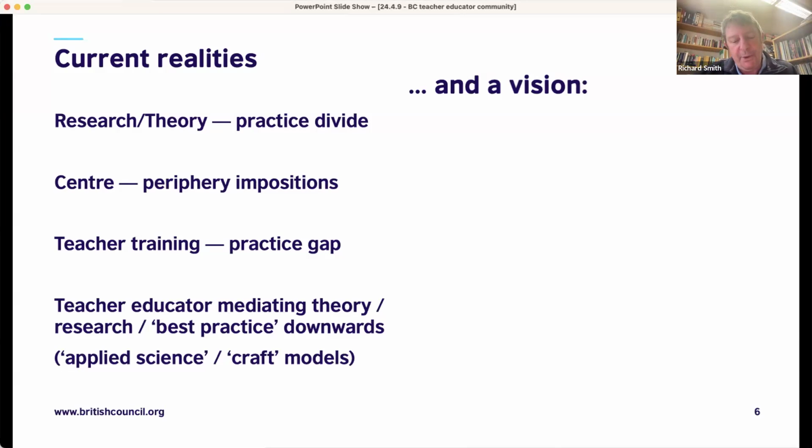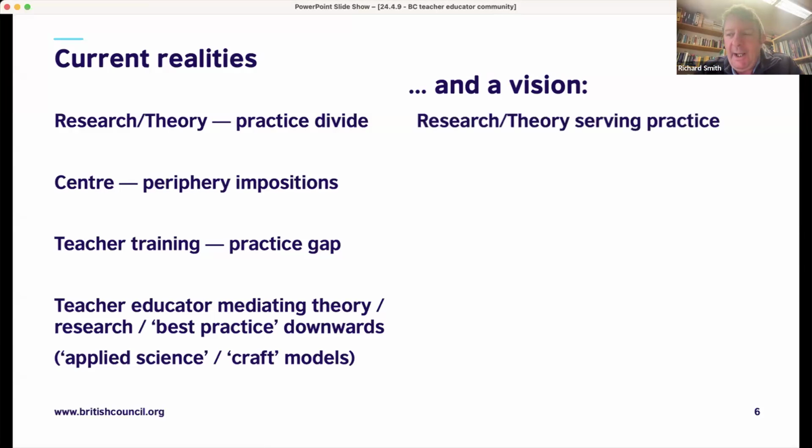There's also a craft model of well-practiced sorts of methods that teachers are encouraged to copy. Well, there's also that model. These labels come from work by Mike Wallace back in the 1990s. Okay, so we often talk about these issues or these problems, and I would like to share with you a kind of vision which I have of what could replace this, or what could be a kind of possible alternative.